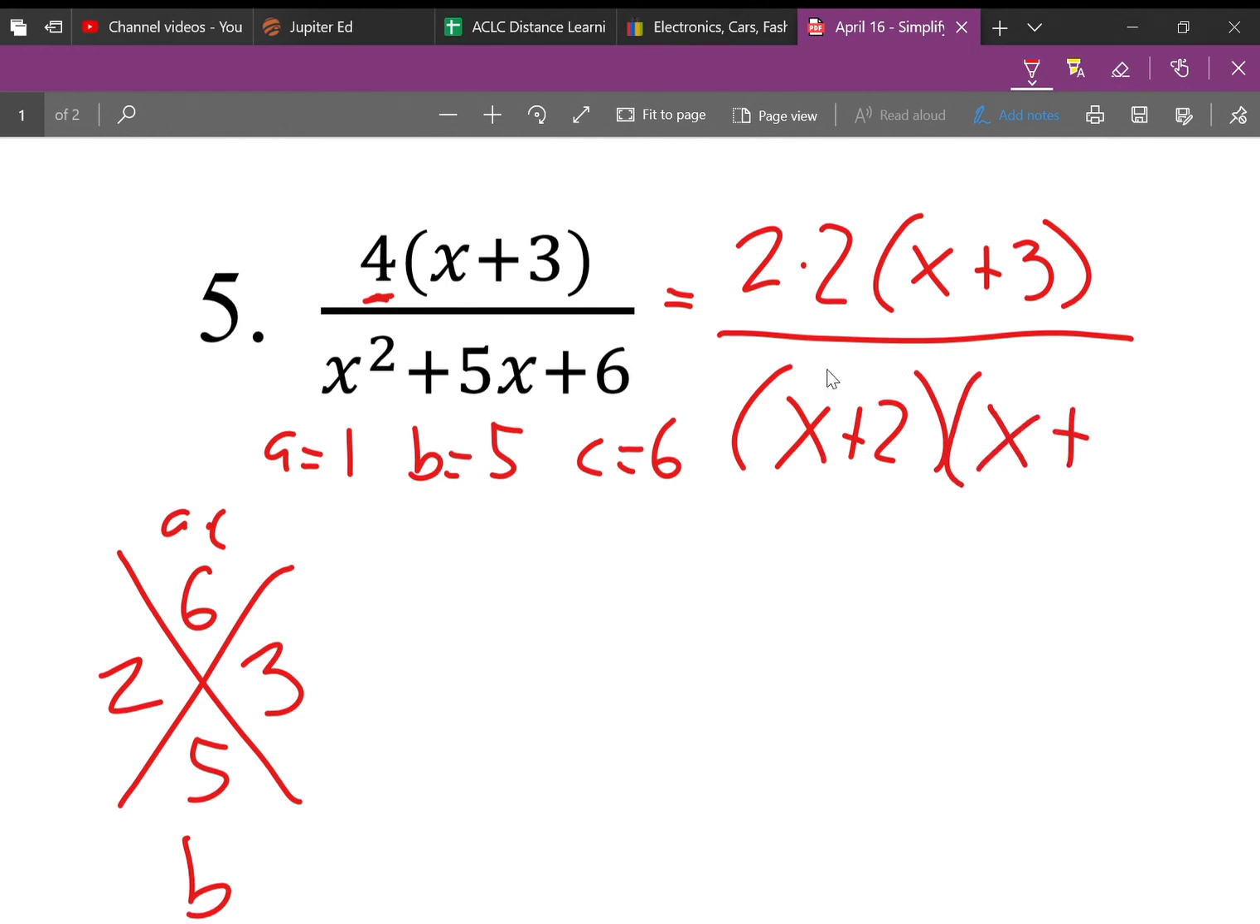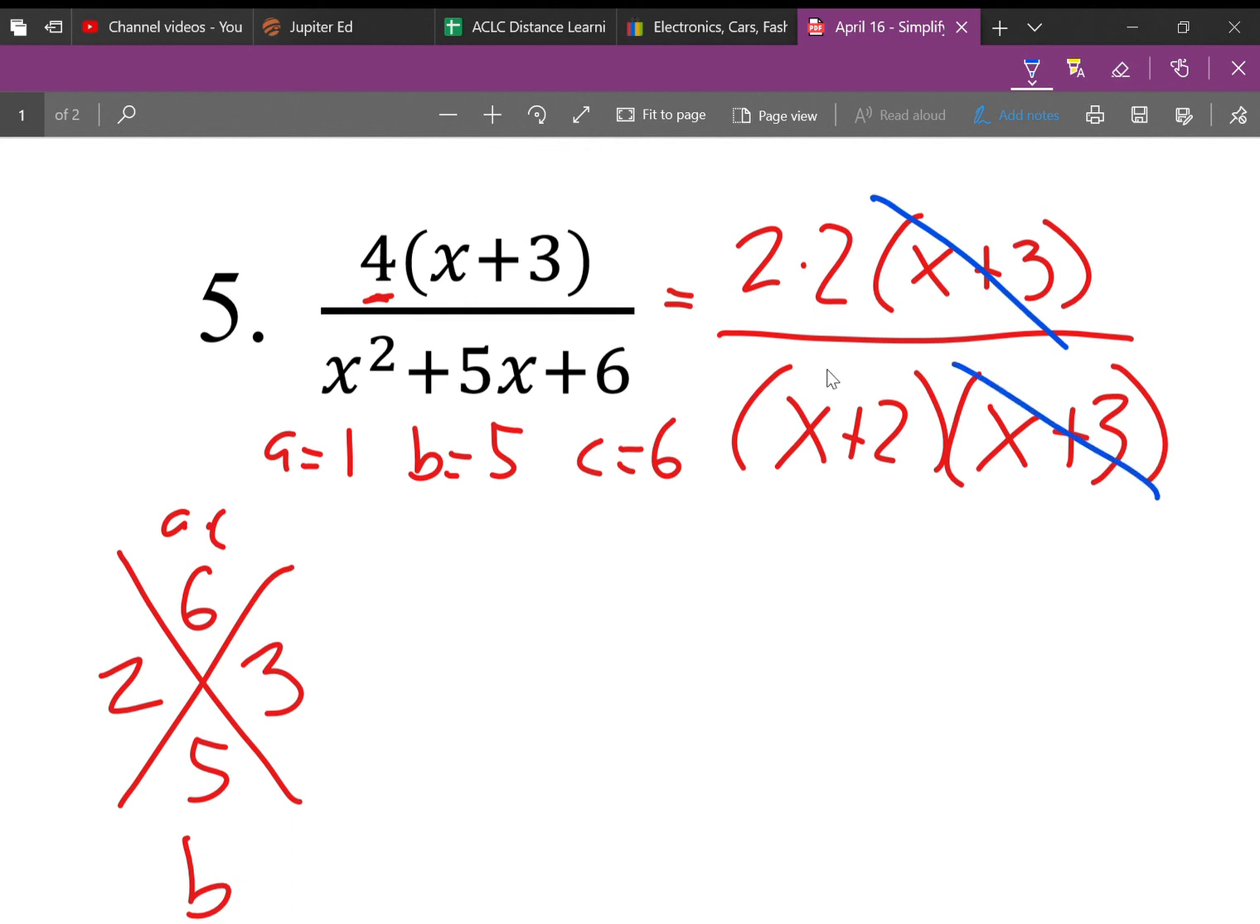Now remember, this kind of factoring where we just use the x, it works when a is 1 only. And next, I think, starting on assignment E, we are going to have to use Xbox. But for right now, I just want to see if there's something that cancels. And the only thing I see that cancels would be the plus 3 on the top and bottom.